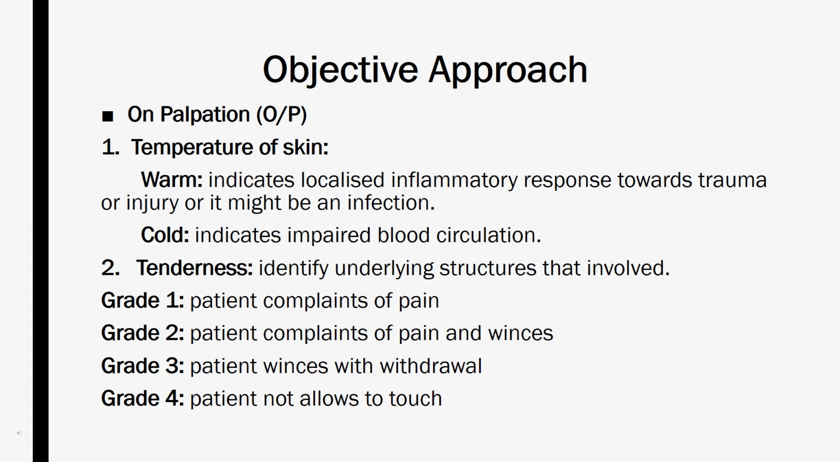In objective approach, after observation, palpation takes charge. Number 1, temperature of skin. If the temperature of skin increases, that indicates localized inflammatory response towards trauma or injury, or it might be an infection. If the temperature is decreased, that indicates impaired blood circulation. Number 2, tenderness. Identify underlying structures that are involved. There are grades of tenderness.